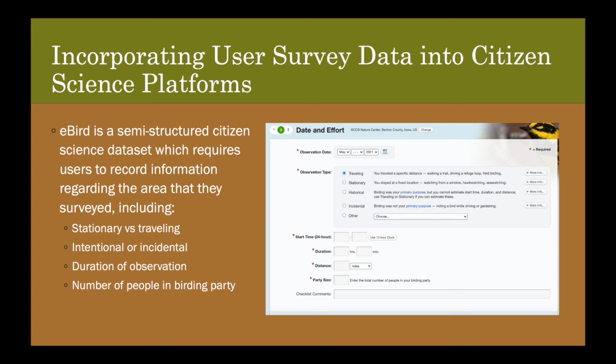Whether or not the sighting was incidental, the duration of the observation, when it started, how long it lasted, and when it ended, and how many people were in the birding party. The user is also asked to input any additional information that would be helpful to the researchers. Incorporating simple questions such as these, while it requires more involvement from the user, ultimately results in higher data quality, as it provides researchers with valuable information regarding the surveying process.